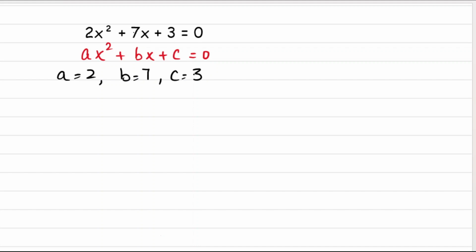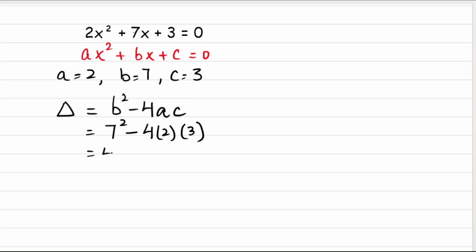Now, to use the quadratic formula, the first thing which we calculate is the quantity called the discriminant, which is given by the symbol delta, and that is b squared minus 4ac. Now, b is 7, so 7 squared minus 4, a is 2, c is 3. 7 squared is 49 minus 4 times 2 is 8, 8 times 3 is 24, 49 minus 24 is 25. This discriminant comes out to be 25, which is greater than 0.